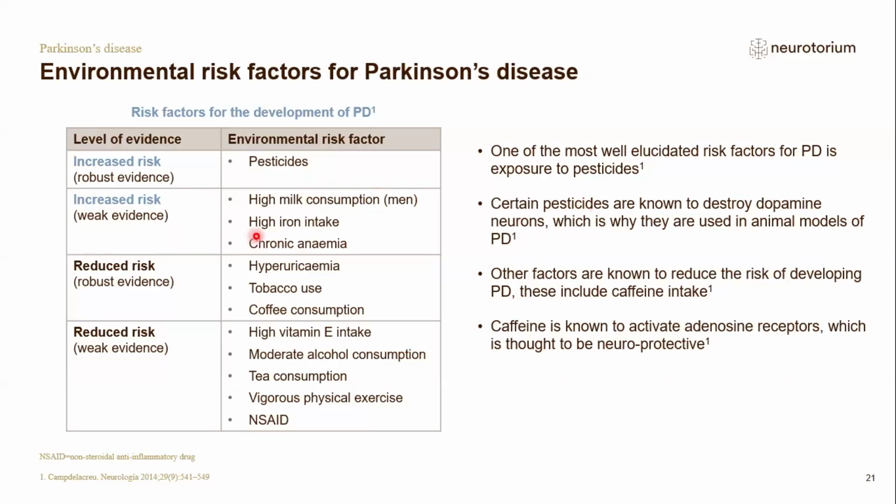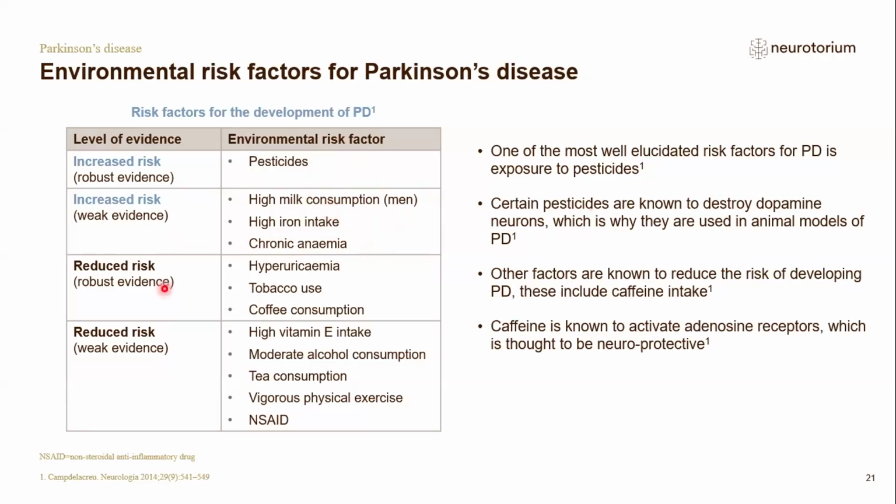With weak evidence, we are not sure. It is just more like maybe there's correlation, that maybe if you have a high milk consumption, especially in men, you could be at risk. Those who have high iron intake or have chronic anemia would be at risk of developing Parkinson's disease, but it is just weak evidence. We are not very certain. There is correlation, but we cannot say for sure that it is causation.